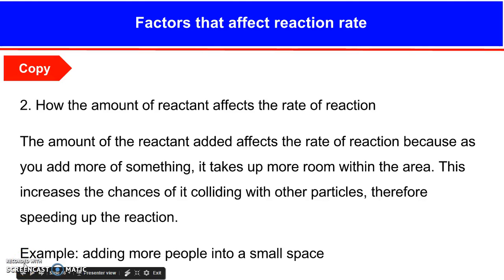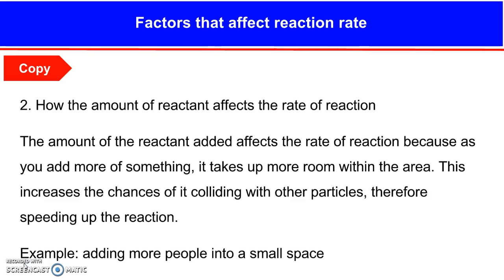Here is the science behind that last experiment. So the amount of reactant affects the reaction rate. We've seen that by doing the experiment, and this is the reason why. The amount of the reactant added affects the rate of reaction because as you add more of something, it takes up more room within that area. So this increases the chances of it colliding with other particles and therefore speeding up the reaction.